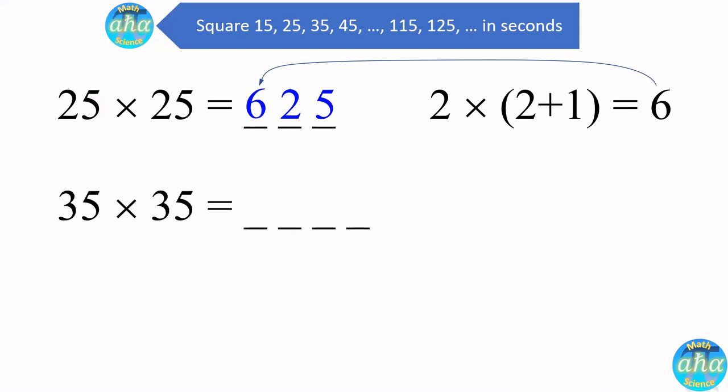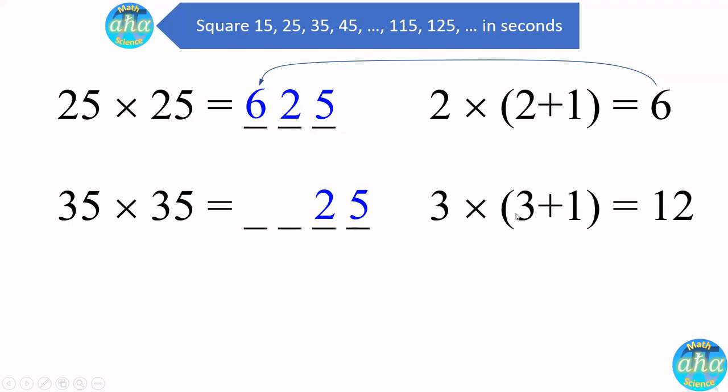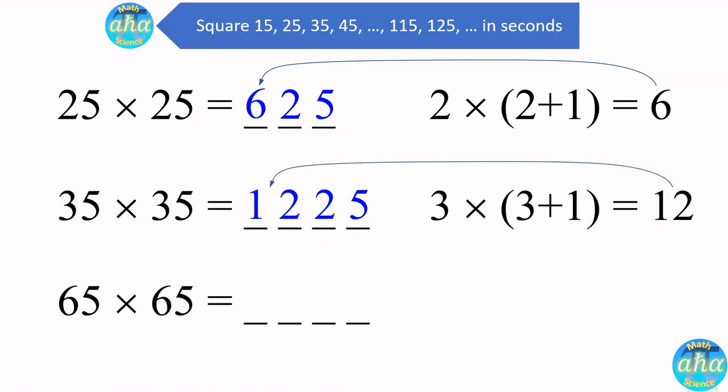Now we can do the same thing for all the other numbers. For example, 35 times 35. So you know the last 2 numbers are going to be 25. And that's because of the 5 squared. And what about the hundreds here? Oh, it's going to be 3. So we're going to get 3 times what? 3 plus 1. So it's 3 times 4, that's 12. And that's going to be the 1200s. So we put the 1200s right here.